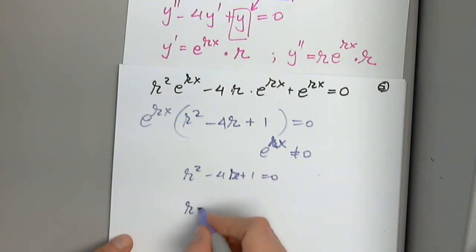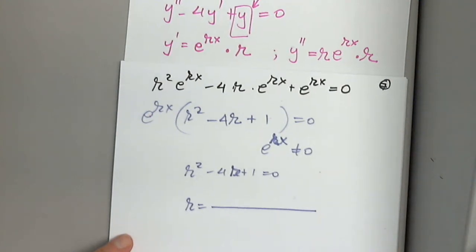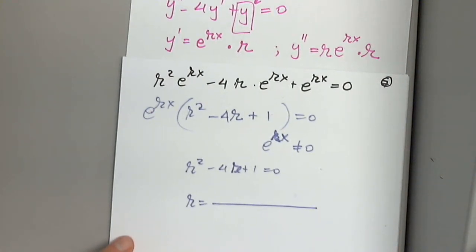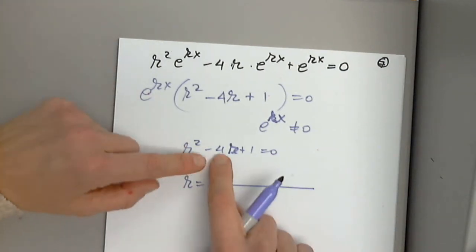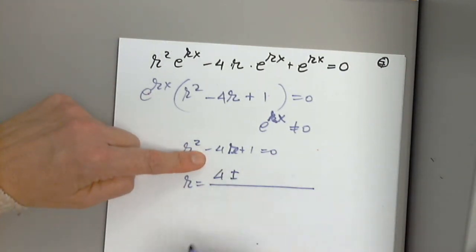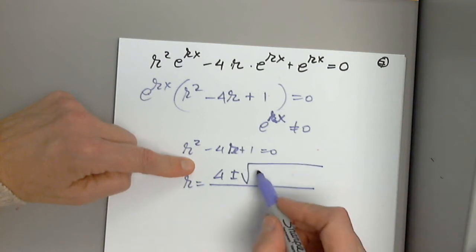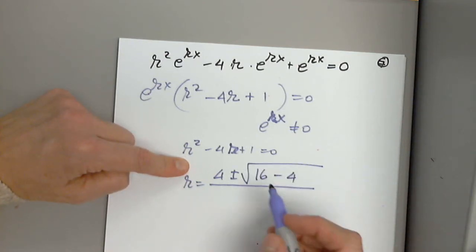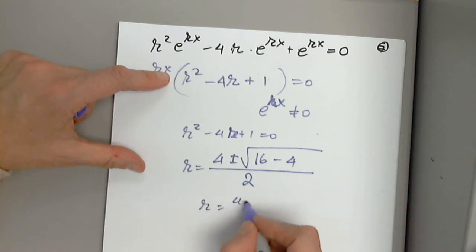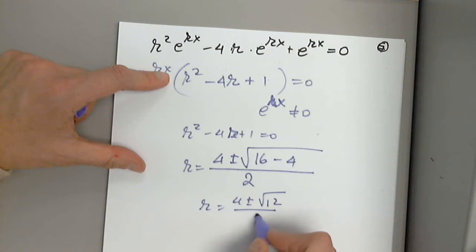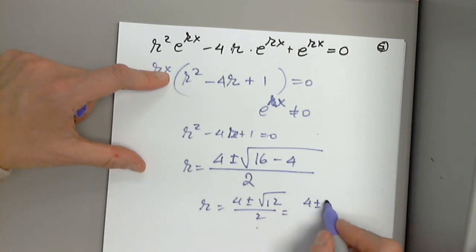Not factorable, so I will have to use the quadratic formula. So can anyone give us the quadratic formula? Negative b plus or minus the square root of b squared minus 4ac, over 2a. So then r equals 4 plus or minus the square root of 12, over 2. Good. And I will write the square root of 12 as the square root of 4 times 3.